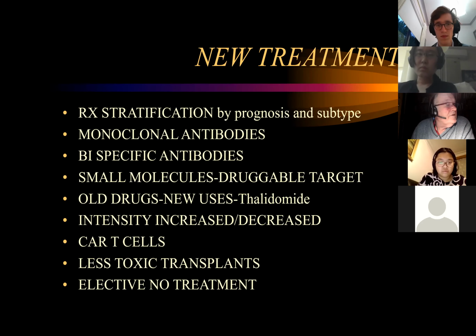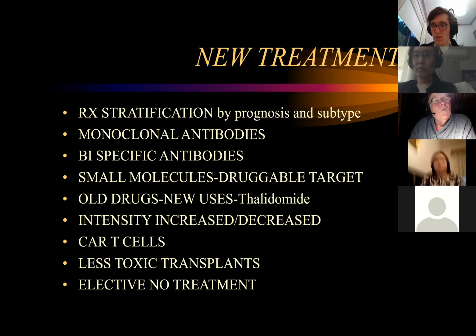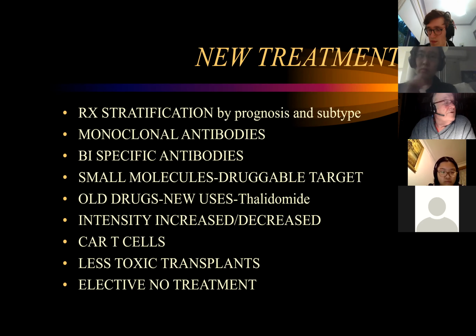New treatments. The most important change over the last 10 years is treatment stratification by prognosis and subtype. So it's not really sufficient to say today a patient has AML. You need to say which type of AML, what are the surface marker characteristics, what are the molecular studies. And that applies to all the leukemias. These broad categorizations are insufficient to derive treatment.